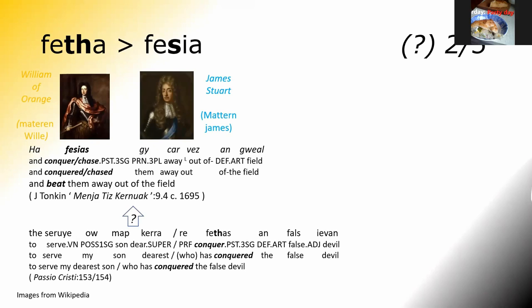The context here is John Tonkin's rhyme of 1695 about William of Orange's side fighting with that of James Stuart in 1688, 1689, and defeating them. In the top text, we have the word phasius for defeat. Now, in the Middle Cornish corpus, there are about a dozen instances of fedha, the verb for to conquer or to beat, as we can see here. There's an example below with the th. I wondered, did th of fedha become s of phasius?